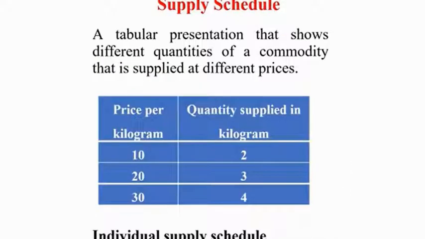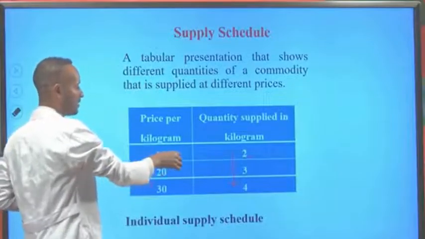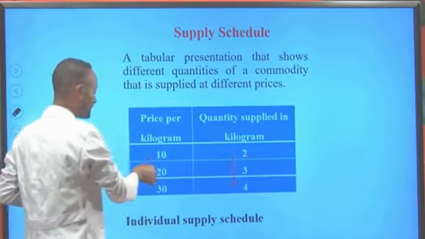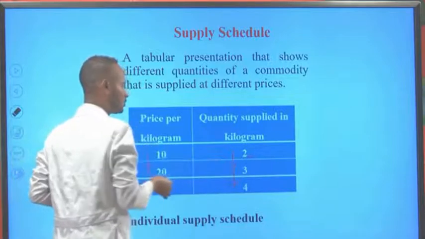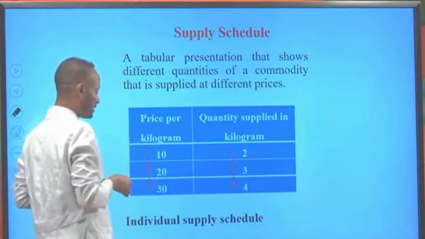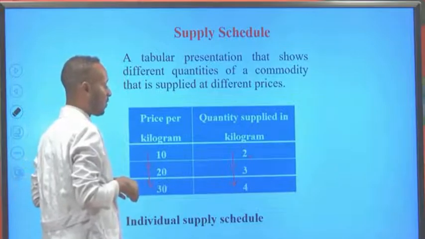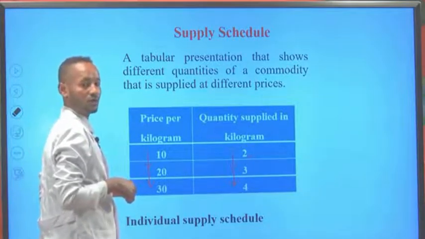The supply schedule is a tabular representation that shows the different quantities of a commodity that is supplied at different prices. Suppose this is the supply of orange by one farmer in one woreda per week. Here, when the price of a kilogram of orange is 10, then the farmer supplies 2 kilograms. And as price increases from 10 to 20, then the supply of orange increases from 2 to 3. And when the price increases to 30, then the quantity supplied for orange increases from 3 kilograms to 4 kilograms.